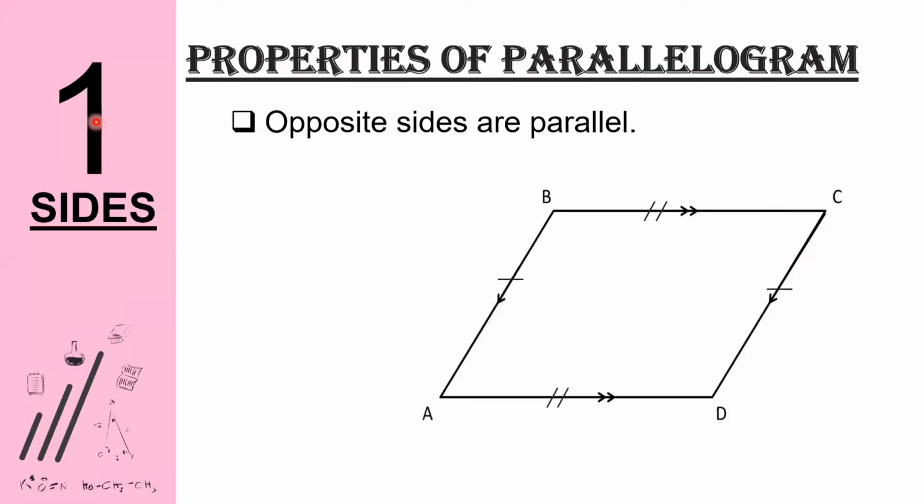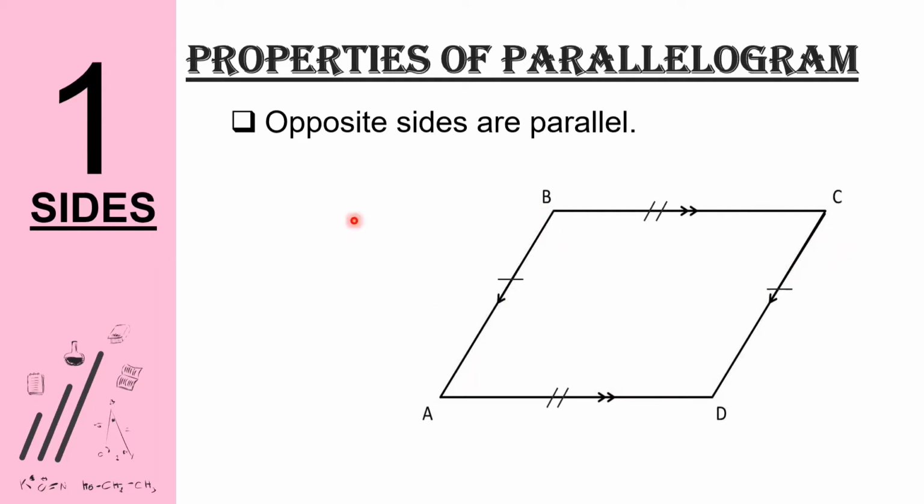So let's see the first property of parallelogram. Opposite sides are parallel. So we have here parallelogram ABCD. Again, it says here that opposite sides are parallel. First, let's determine what are the opposite sides. So side BC is opposite to side AD and side BA is opposite to side CD.